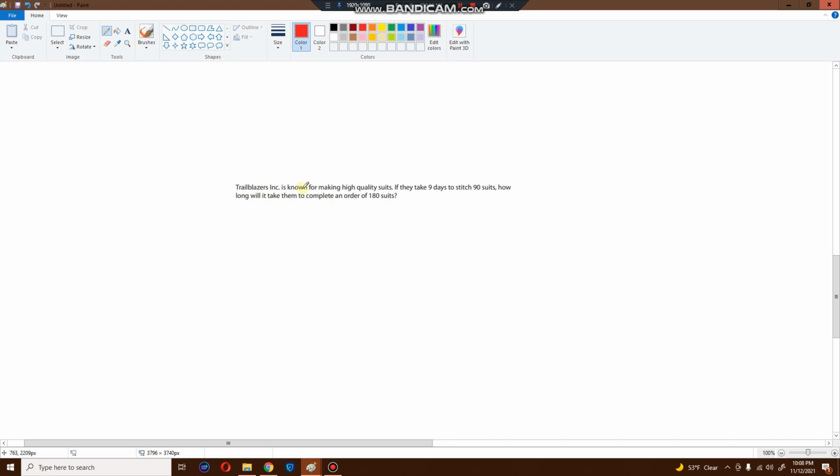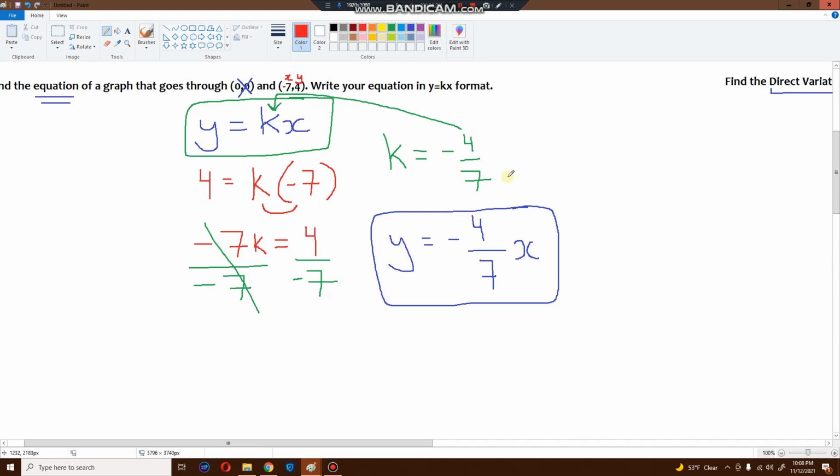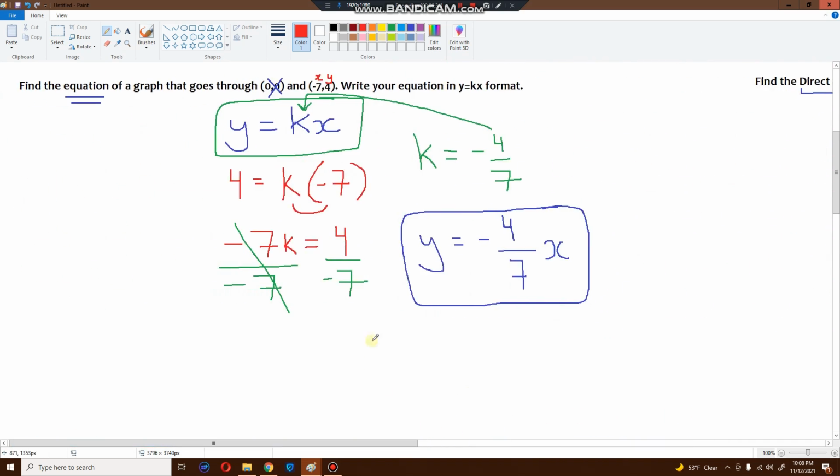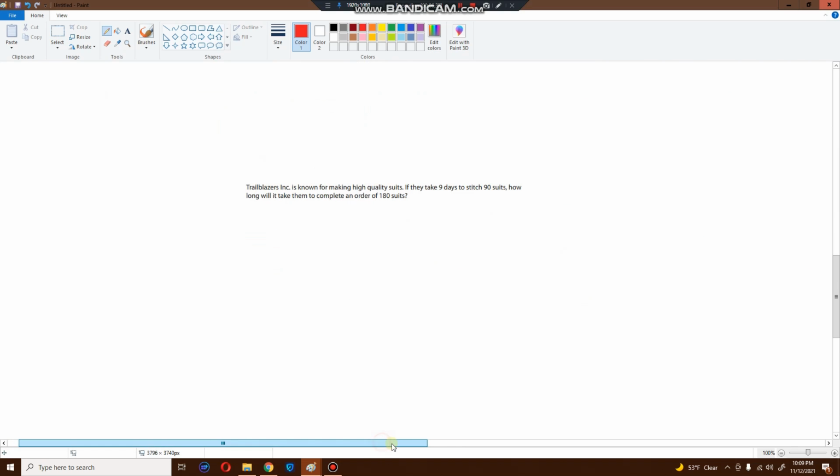Trailblazers Incorporated is known for making high-quality suits. If they take 9 days to stitch 90 suits, how long will it take them to complete an order of 180 suits? Although this is a word problem, it is exactly the same thing as we did over here. We need coordinate points, and in this case they gave us two numbers which we can turn into a coordinate point. 9 days, 90 suits. So I'm going to turn this into a coordinate: 9, comma, 90.